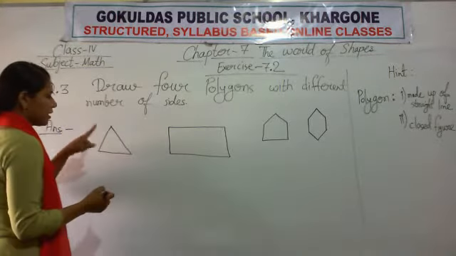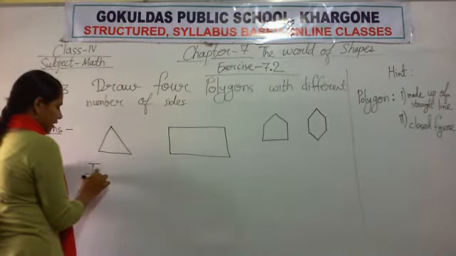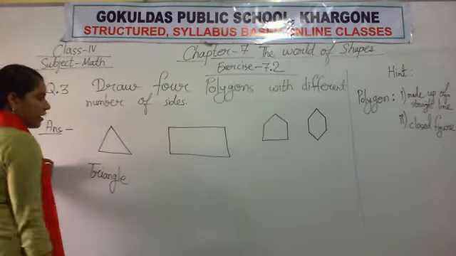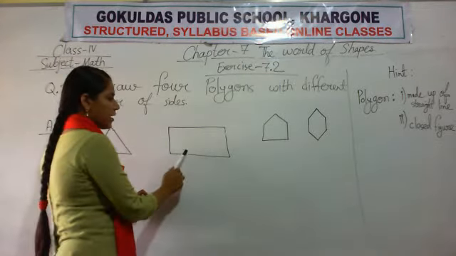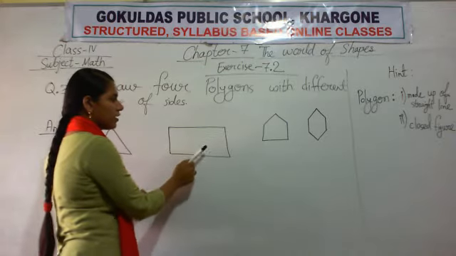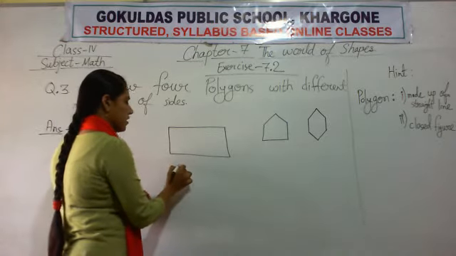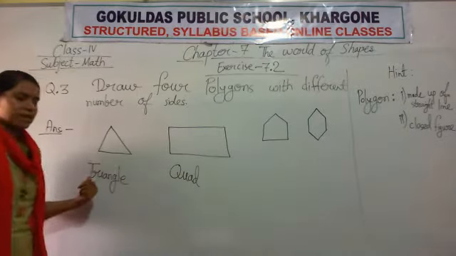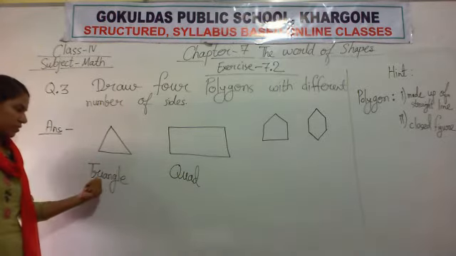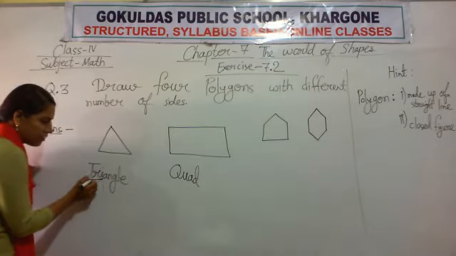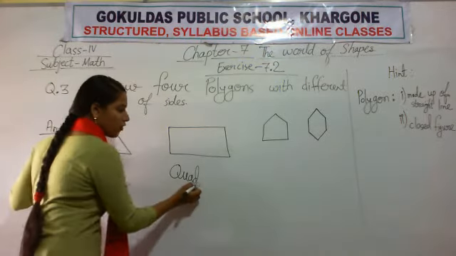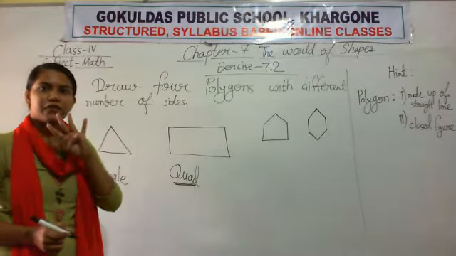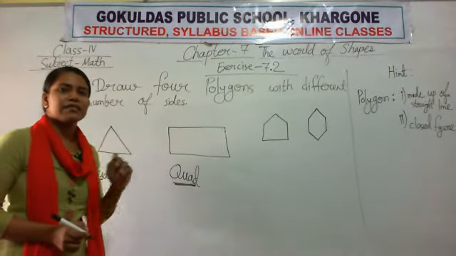Now if a figure is made up of 3 straight lines and closed, it is known as a triangle. If a closed figure is made up of 4 straight lines, it is known as a quadrilateral. Tri means 3. The word quad means 4, having 4.